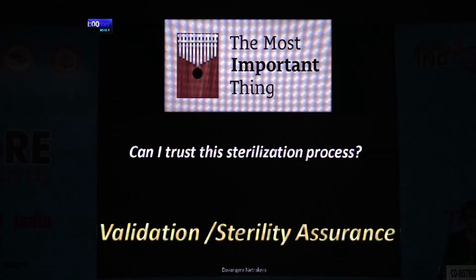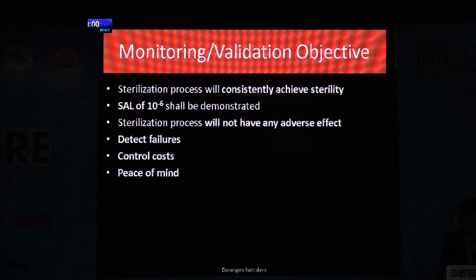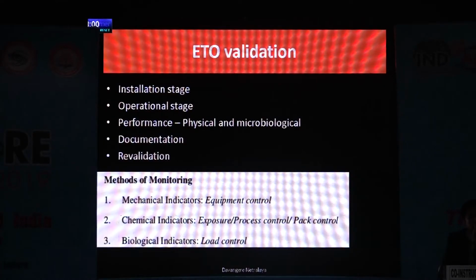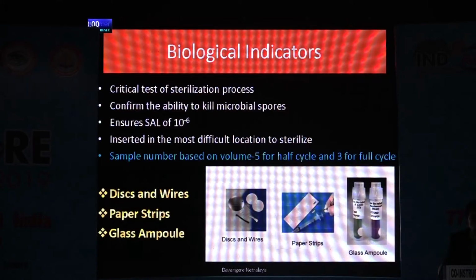Validation, like any other steam sterilization, is a very essential thing. It detects the failures and controls the cost, and you cannot have peace of mind for the surgical procedures without it. Validation can be done with the chemical indicators. That's at the equipment level. You have an AMC, you have a regular checkup of your machines, whether they are running properly, cycles are running properly or not. And of course, the chemical and the biological indicators, which have already been dealt with.